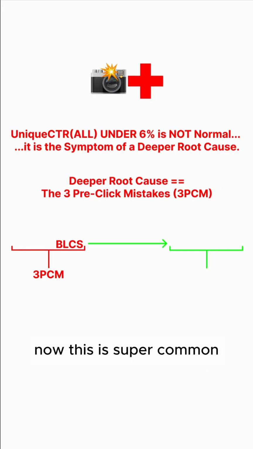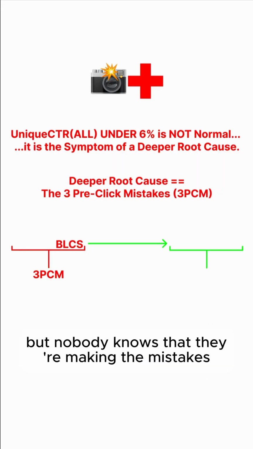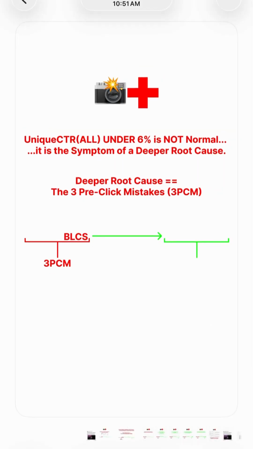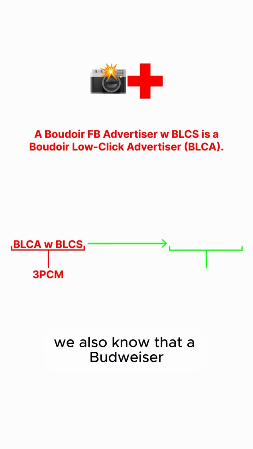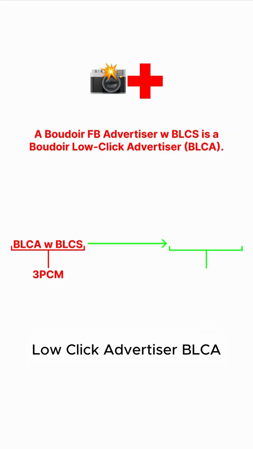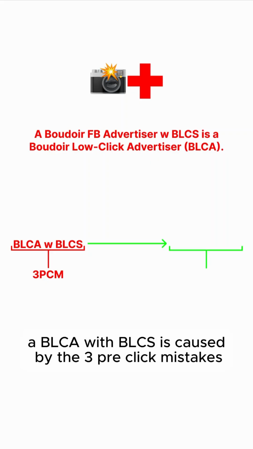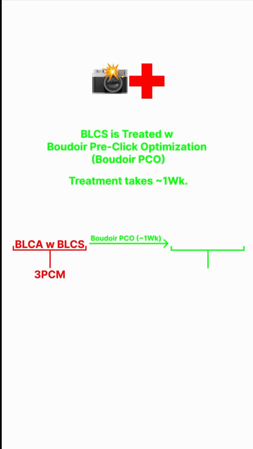Now, this is super common. Unique CTR under 6% is because everyone I'm seeing is making these same mistakes, but nobody knows that they're making the mistakes. We also know that a Boudoir Facebook advertiser with BLCS is a Boudoir low-click advertiser, BLCA. So overall, we got our universe starting here. A BLCA with BLCS is caused by the 3 pre-click mistakes.